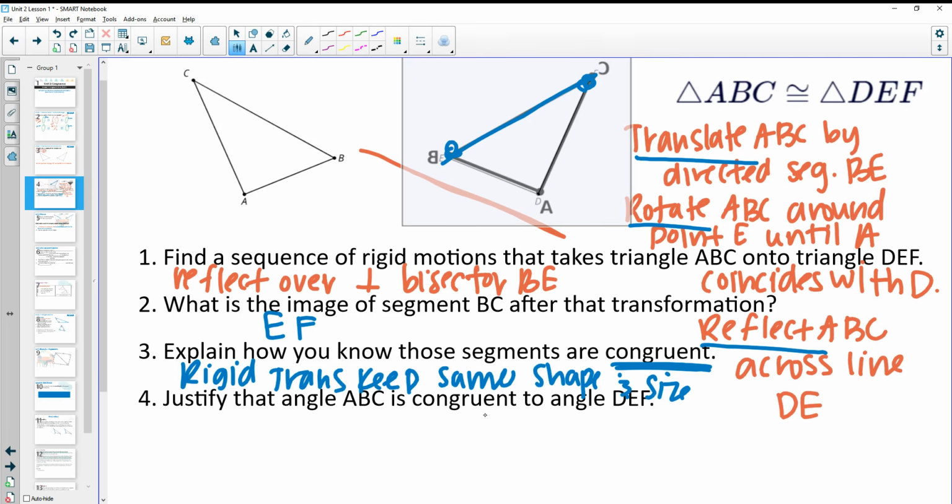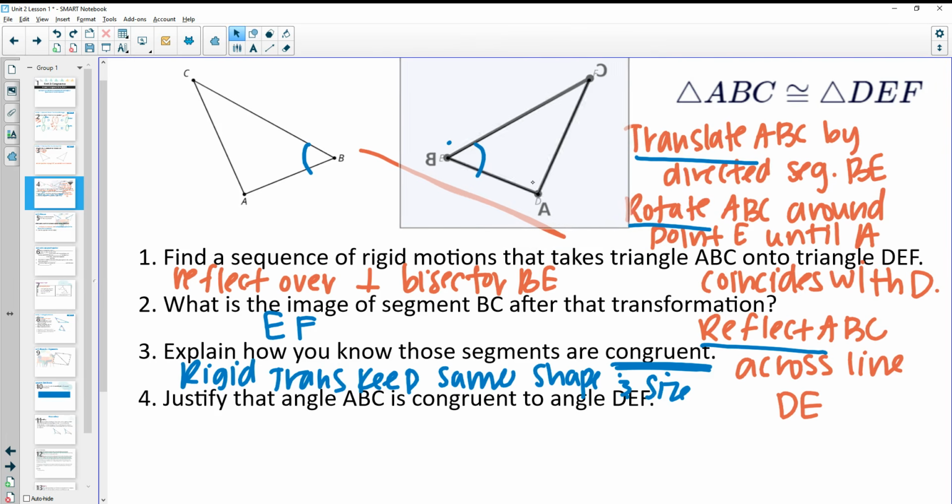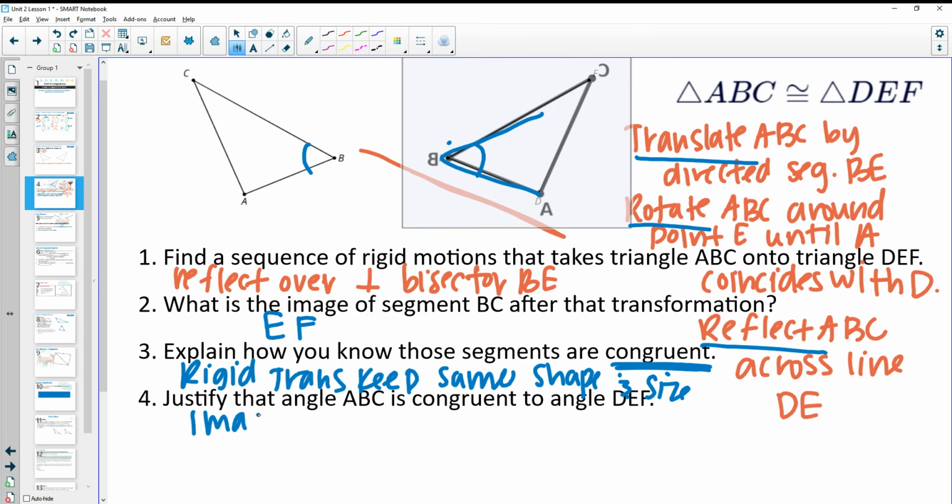So then justify that angle ABC. So let me erase this stuff again. So that angle ABC, so this one, is the same as DEF, this one. And so we can see that ABC on the image landed on DEF on the original. So then you can see that it landed on DEF. And so those are images of each other. So they're congruent.